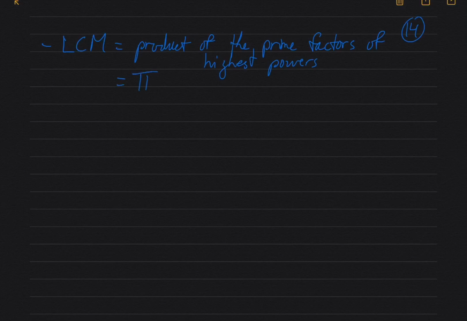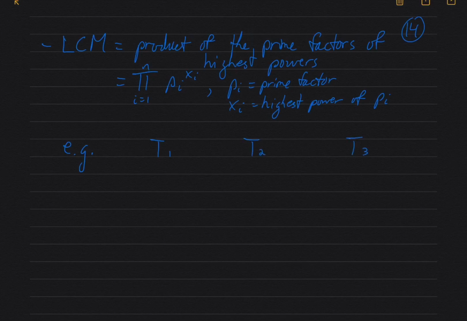mathematically, you could say it's the product for i equals 1 to n of p_i to the x_i, where p_i equals a prime factor and x_i is the highest power of that prime factor. And this will become clearer, I think, with an example. In our example, we have 3 periods for the 3 tasks. Period 1, period 2, period 3, and I'll calculate the prime factors for each of these.